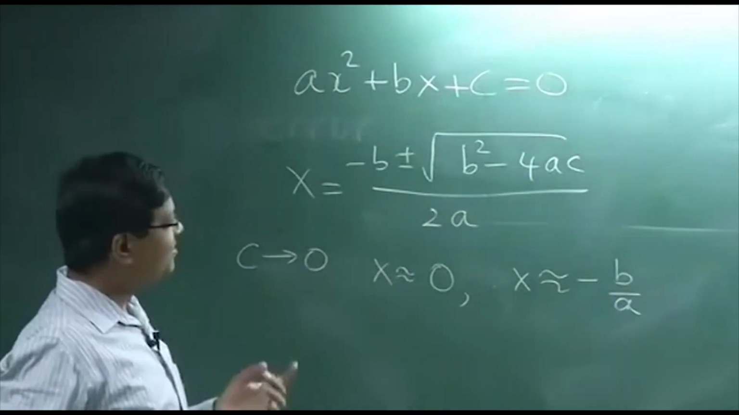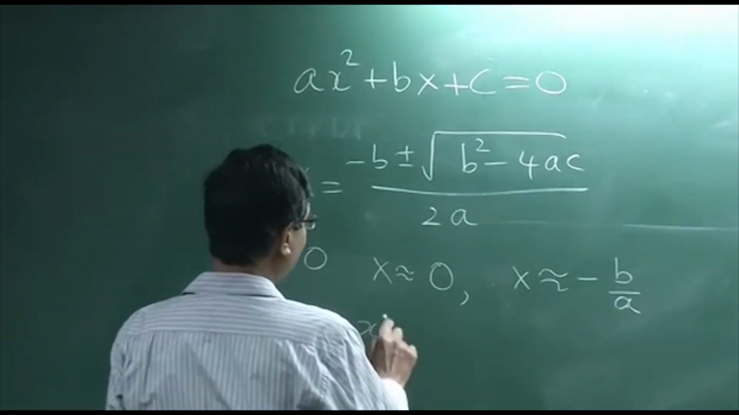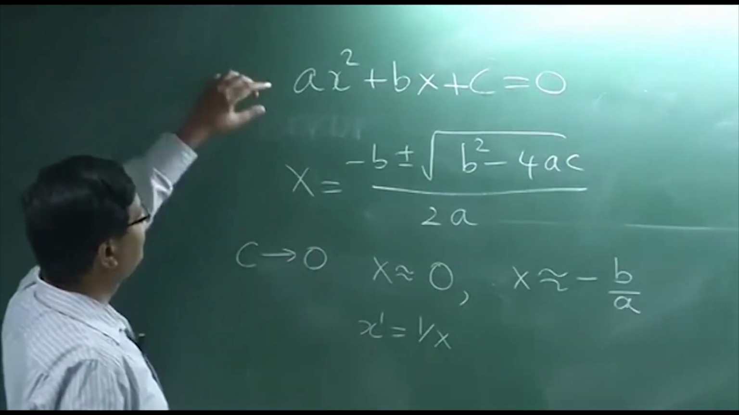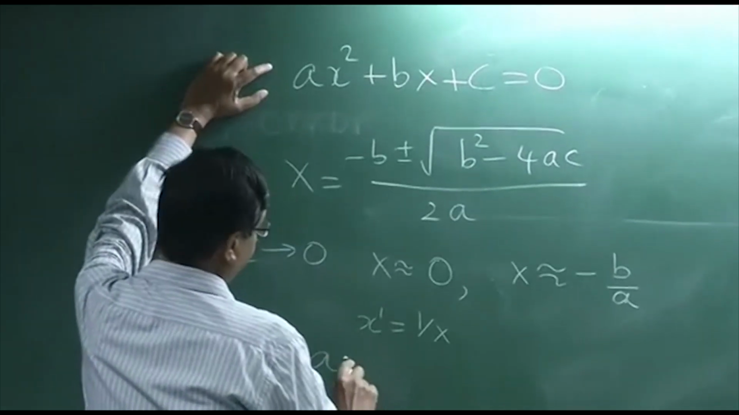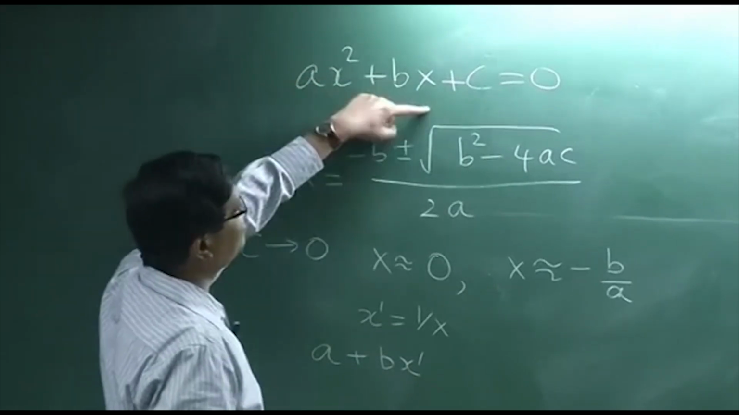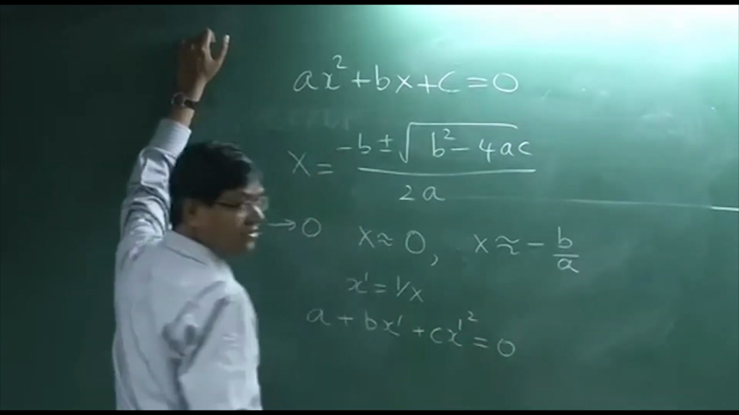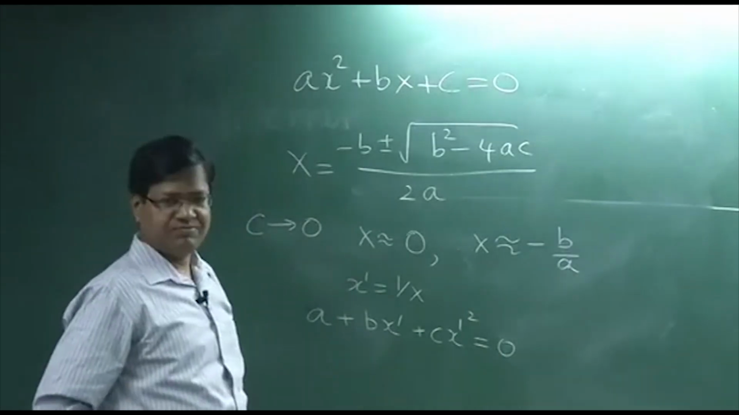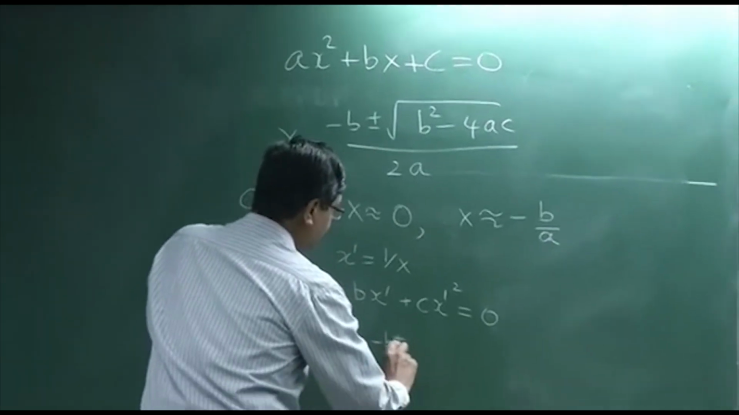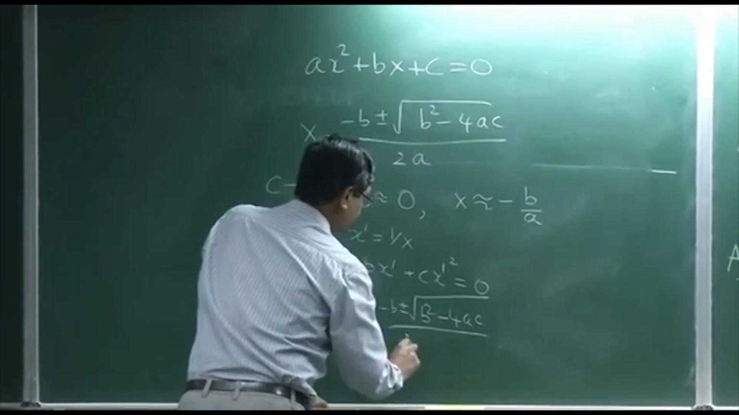Okay. Well, somebody says I do not want to solve this equation, I want to rewrite it in some different way. So, let us call it x prime equal to 1 by x. So, what is the equation for x prime? It is going to be a plus b x prime. Okay, it will be a times 1 by x prime squared plus b times 1 by x prime plus c x prime squared is 0. Now, let us solve this equation. So, x prime is minus b squared minus 4ac by 2c.